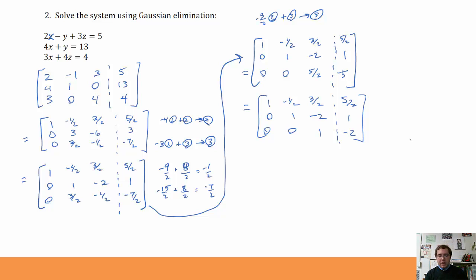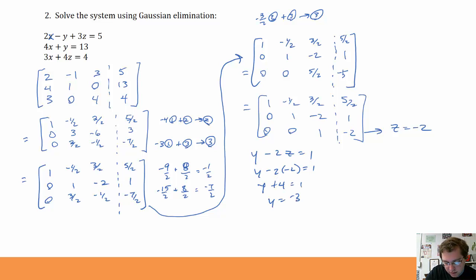Now I've got my triangle that tells me right there that z equals negative 2. Work my way up. Y minus 2z equals 1. Well, y minus 2 times negative 2 equals 1. Y plus 4 equals 1, so y equals negative 3.